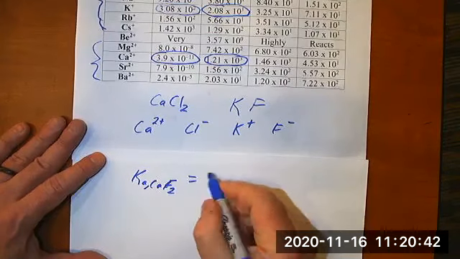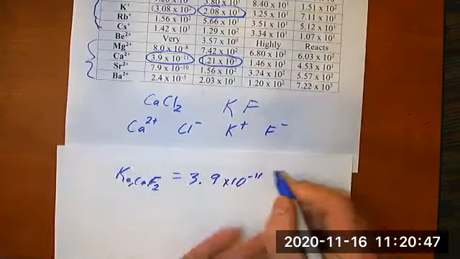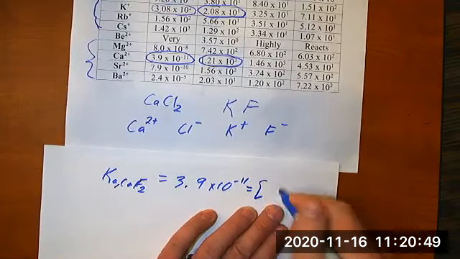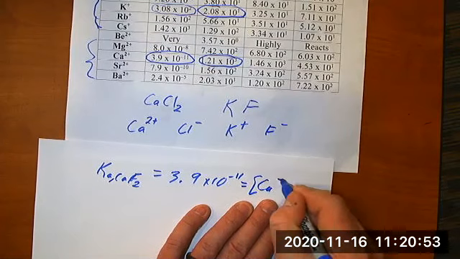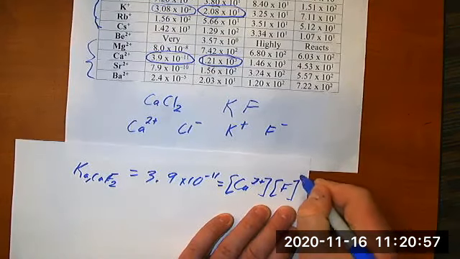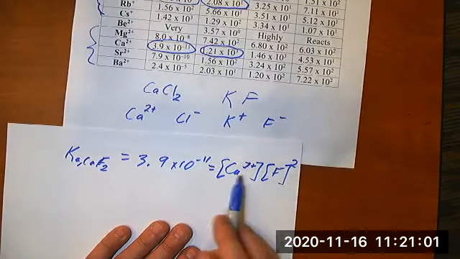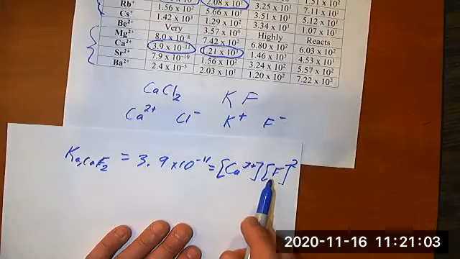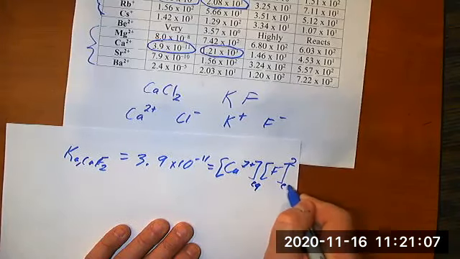You look at the solubility product, and you write down its solubility product expression. So Ca2+ times F minus squared. If you have concentrations for these values, you plug them in. Now remember that this is only true at equilibrium.